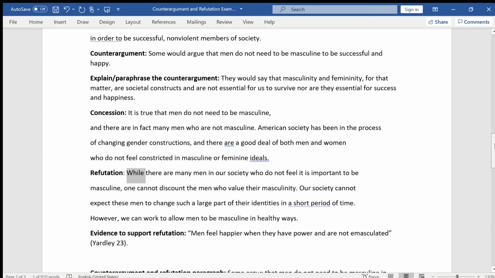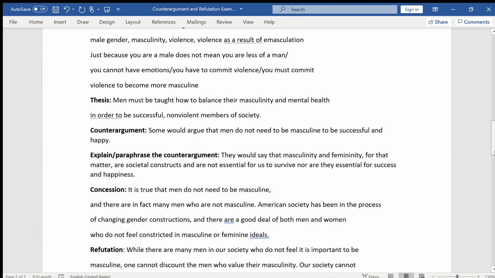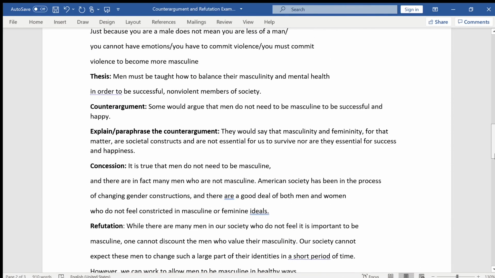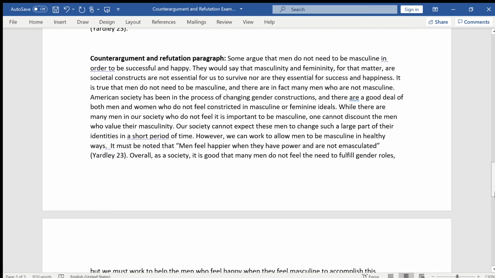And then my evidence, I will be honest, I just made up this quote, but this would be some sort of quote that I'd be looking for if I were researching for evidence. Men feel happier when they have power and are not emasculated. And then I included my pretend parenthetical citation. So that's it, written out as a list. I'm a big list person, so I write it out as a list first. And then I move it over into the paragraph. So we'll go ahead and read that real quick.